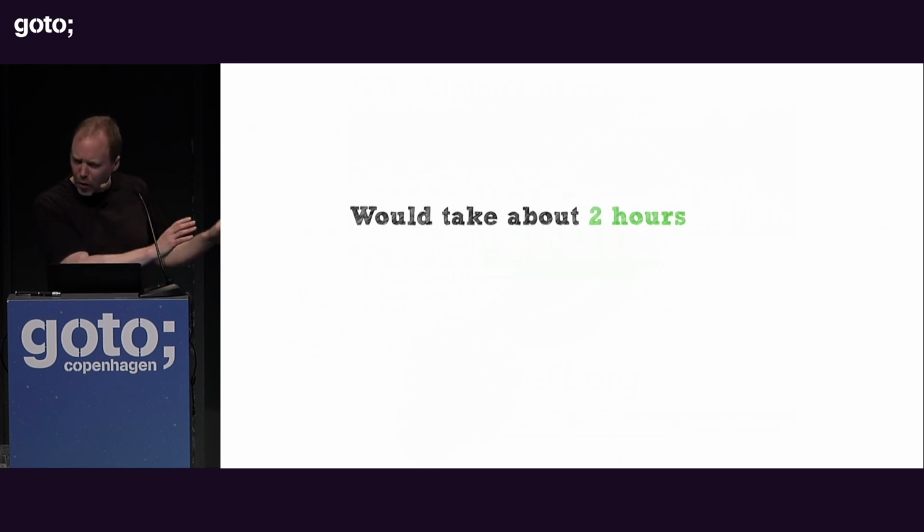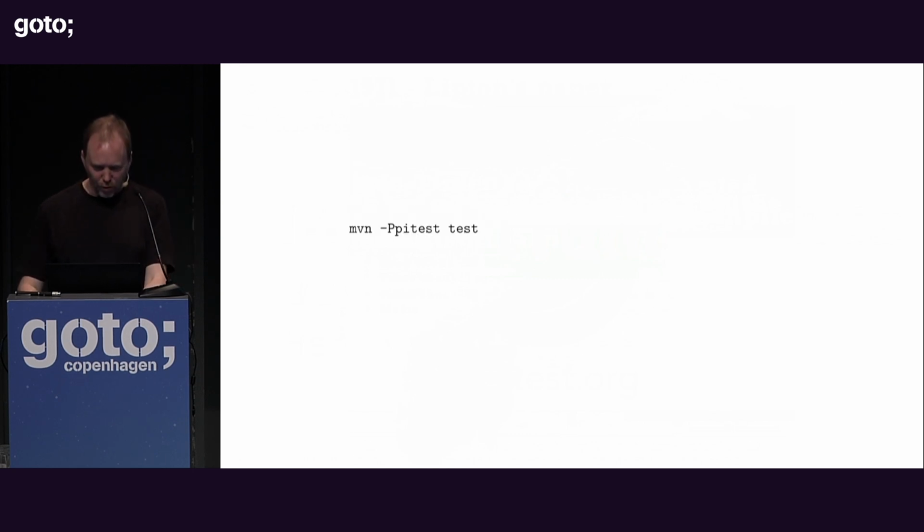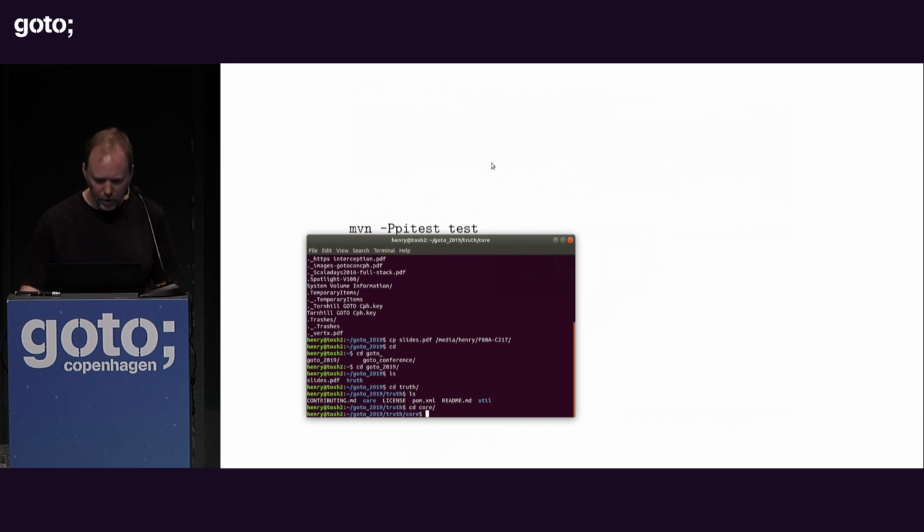I did the maths earlier. I'm told it takes about 2 hours. So I think we've got 30 minutes left. This should be a fun demo. Let's go try it.